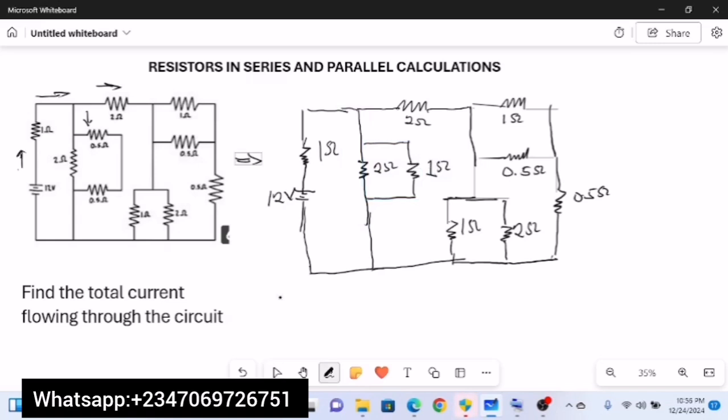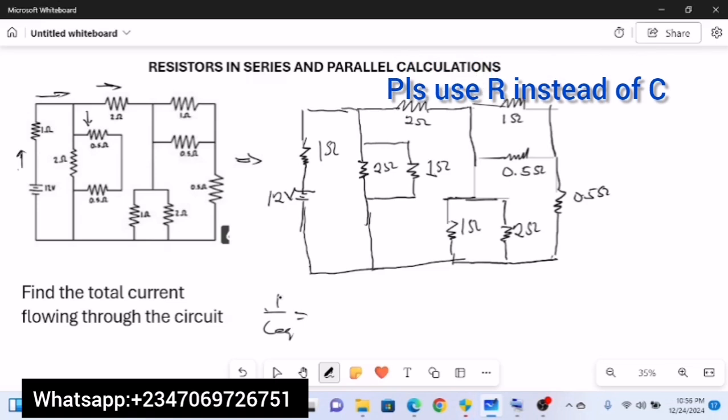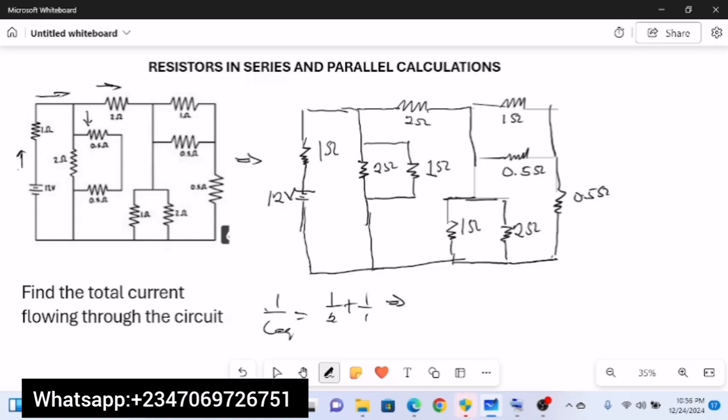Okay, so you recall that when resistors are connected in parallel, 1 over the equivalent resistance is the sum of the reciprocals. So we have 1 over R equivalent for those two in parallel, and one is 2 ohms and the other is 1 ohm, so you have 1 over 2 plus 1 over 1. So 1 over R equivalent is equal to 0.5 plus 1, which is 1.5.